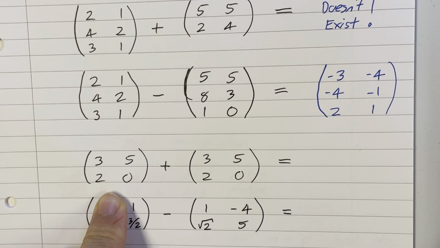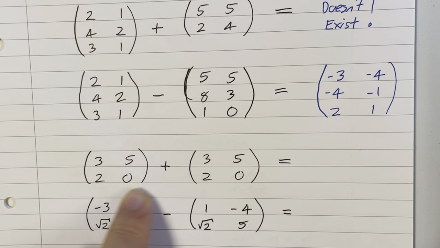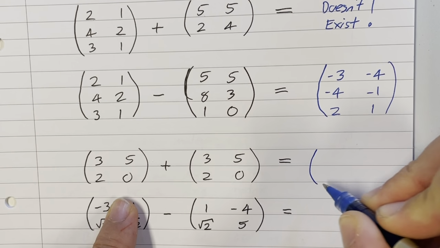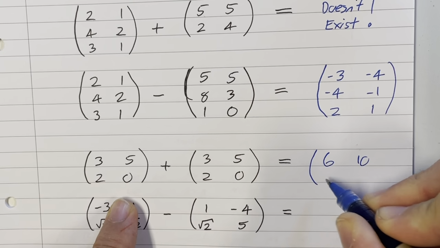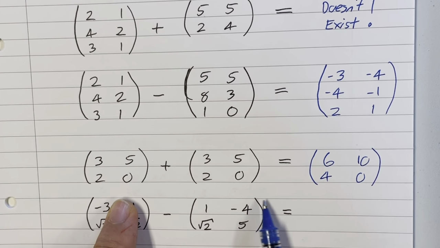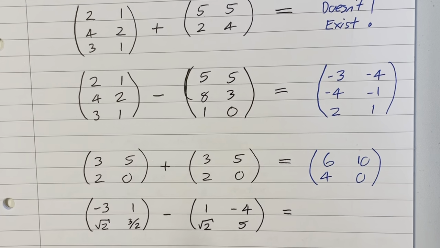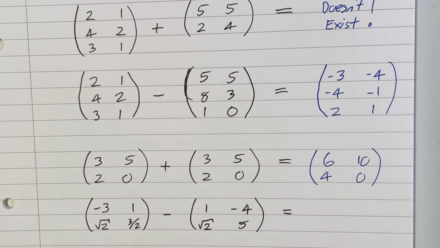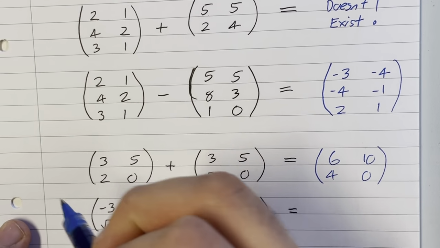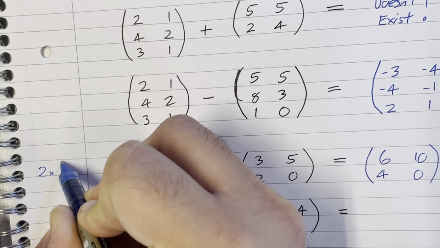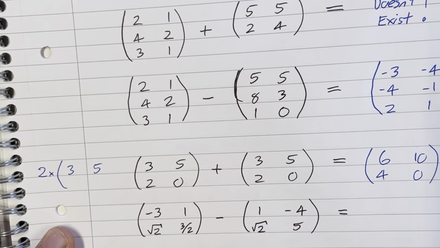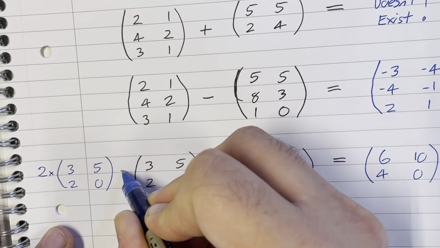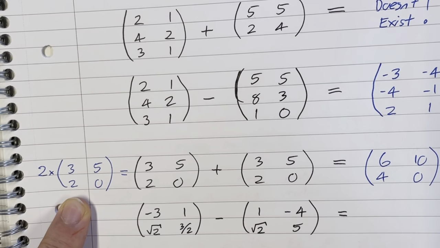This one here, I've got this as an example because it's a matrix plus itself. So what we'd actually get is 6, 10, 4, 0. But what we could do is, just like in regular maths, if you do 2 plus 2, that's the same as 2 times 2. Or if you do 3 plus 3, that's the same as 2 times 3. Or if you do a plus a, that's the same as 2a. In this case, we can actually write that as being equal to 2 times 3, 5, 2, 0. And this is what we would call a scalar multiplication, and we'll explore that in a little bit more detail on the next page.